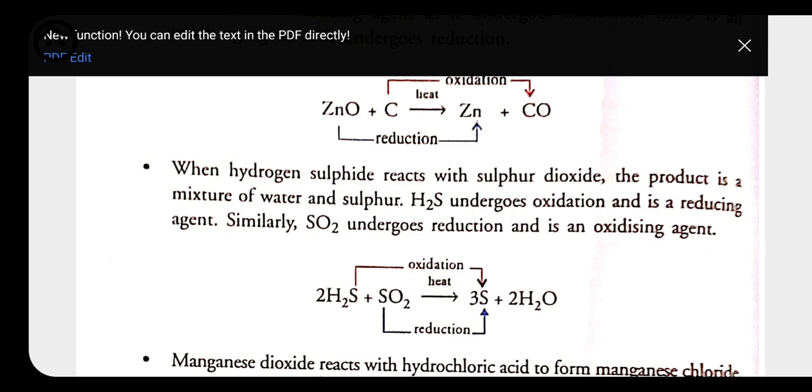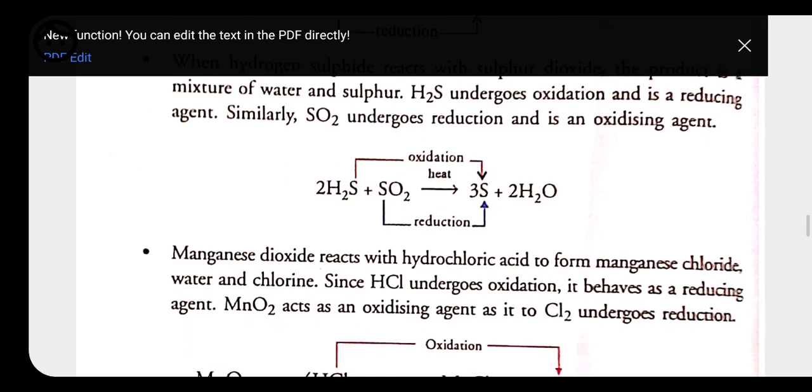Okay, and in the second one, see here sulfur: hydrogen is going to lose its sulfur, that's why oxidation takes place. Once again, the second sulfur which we are seeing is going to lose its oxygen. Again here loss of oxygen takes place. So loss of oxygen is also called what? That is reduction. So here we are taking both in terms of hydrogen and oxygen.